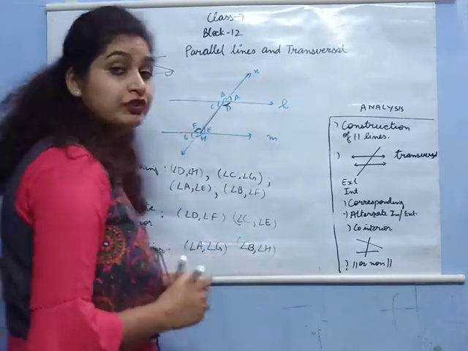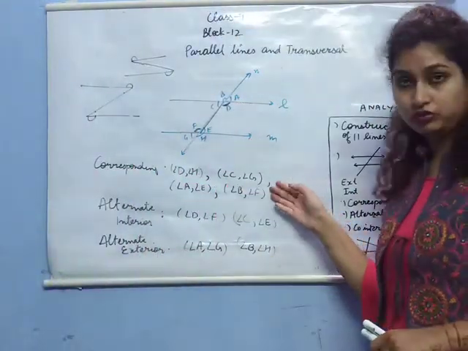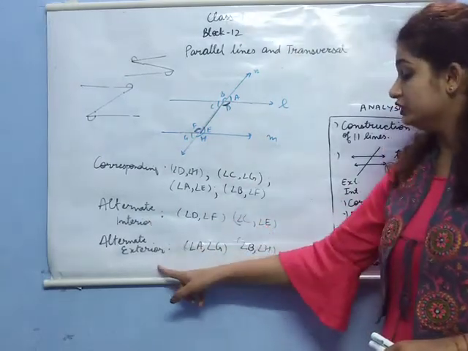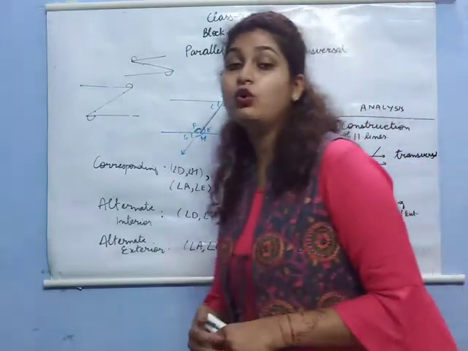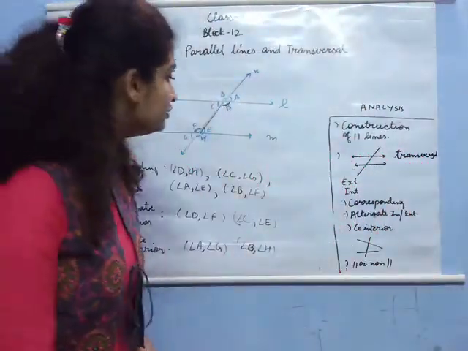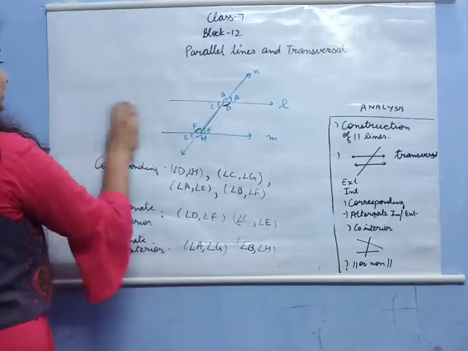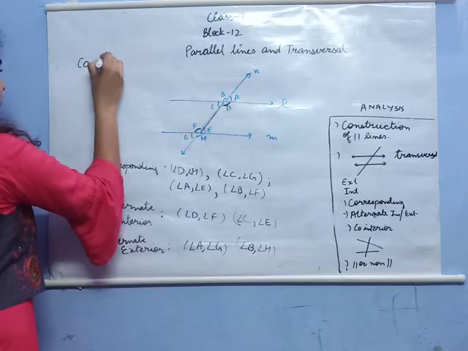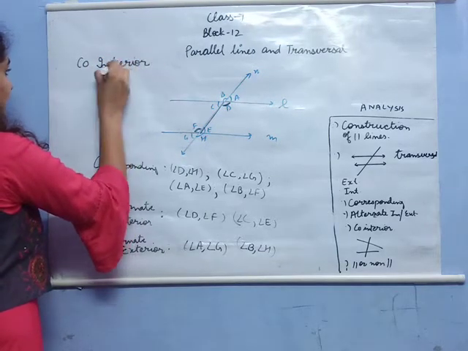Is that clear? So corresponding angle pairs, how many corresponding angle pairs are there? 4. Alternate interior angle pairs are 2. And alternate exterior angle pairs are 2. Now here comes the co-interior angles. What are co-interior angles? Co-interior angles are the angles on the same side of the transversal. Co-interior, that means we have to deal only with the interior angles.